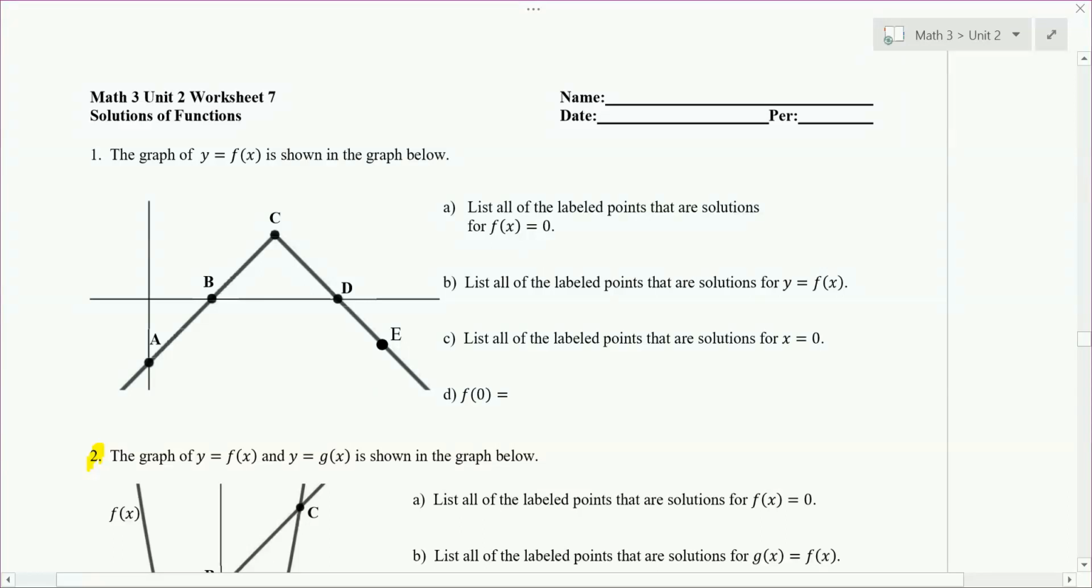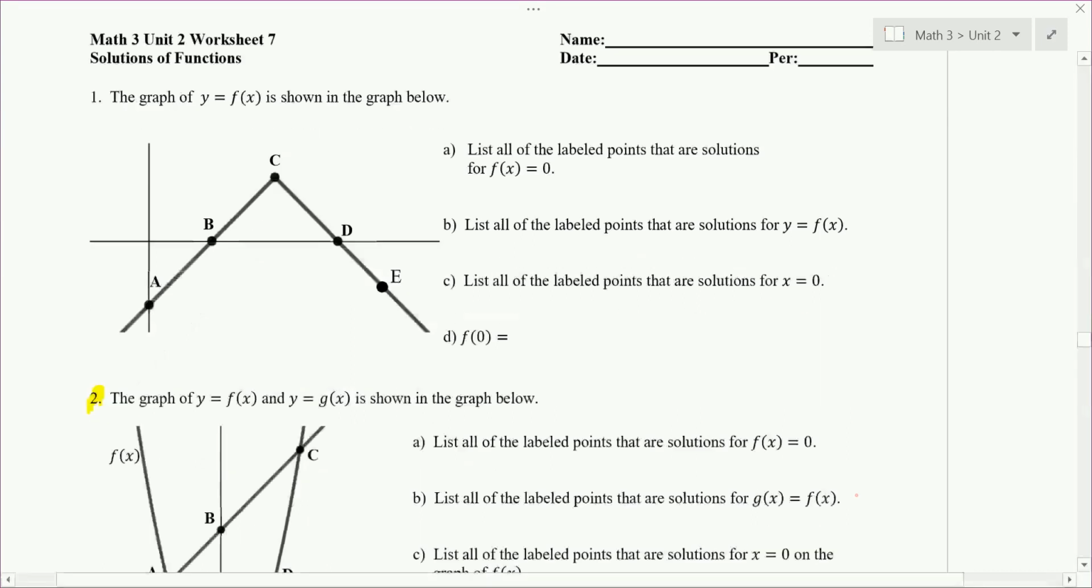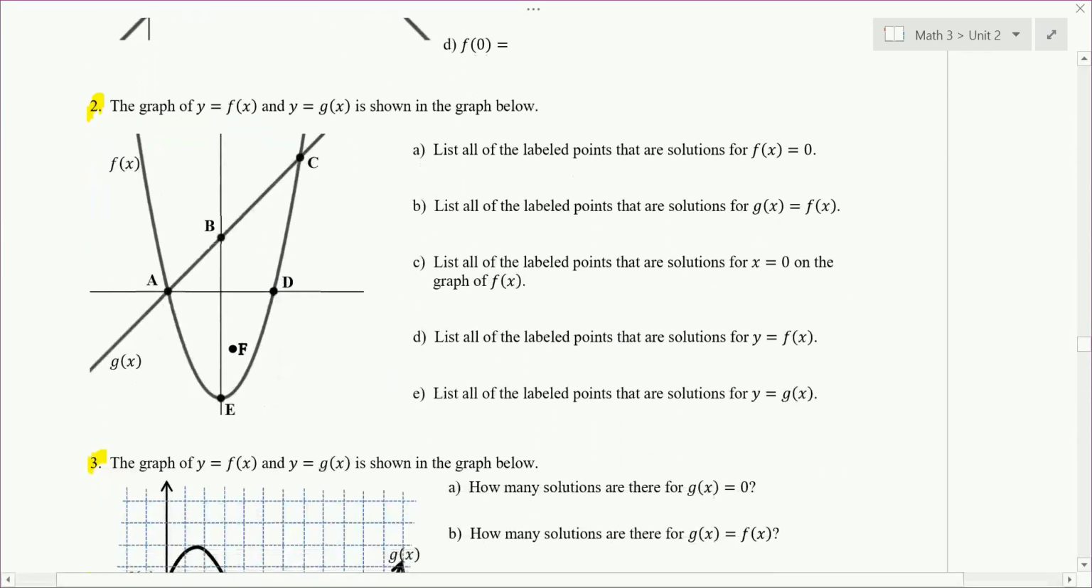I'm going to go over a few problems from the Math 3 Unit 2 Worksheet 7, starting with number 2. Here we have the graph of y equals f of x and the graph of y equals g of x. f of x is your parabola, g of x is the line, and A says list all the labeled points that are solutions for f of x equals 0.